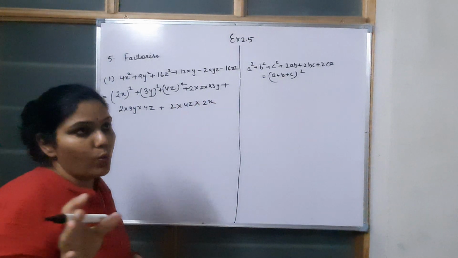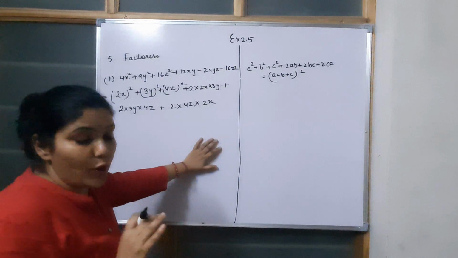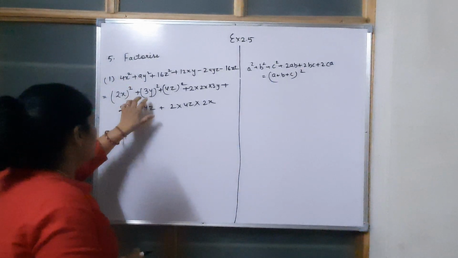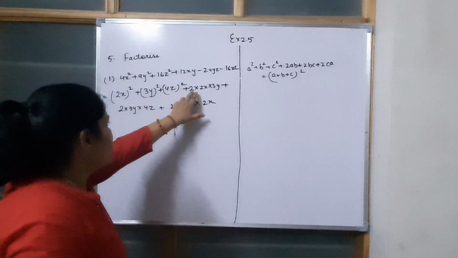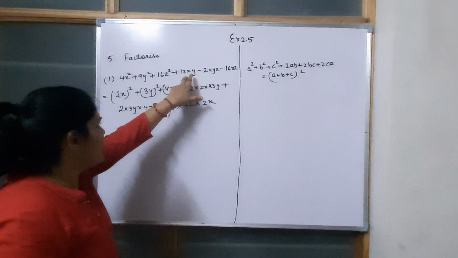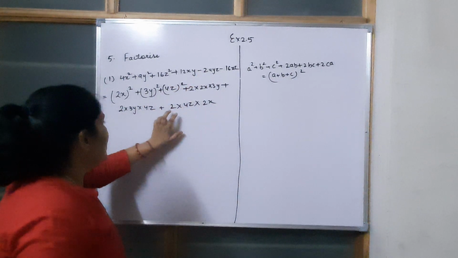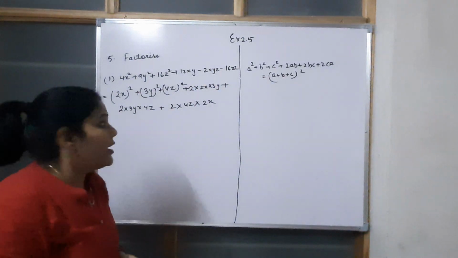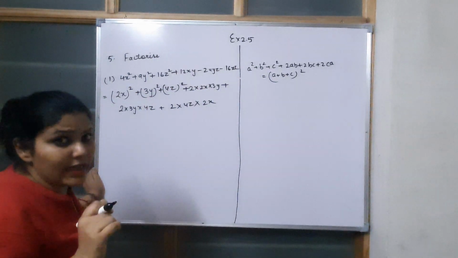Now let's check whether we can apply this identity to this polynomial or not. 2x whole square is 4x square, 3y whole square is 9y square, 4z whole square is 16z square. Now 2 into 2 is 4, 4 into 3 is 12, so we get 12xy. 2 threes are 6, 6 fours are 24, yes. 2 fours are 8, 8 twos are 16, so we get 16xz. But we have a problem.